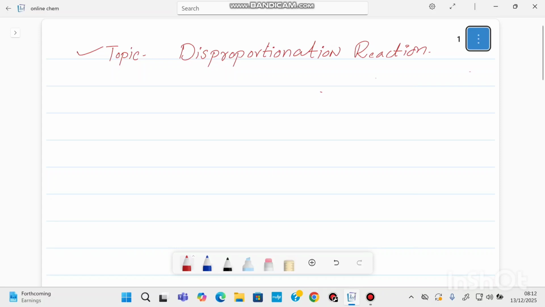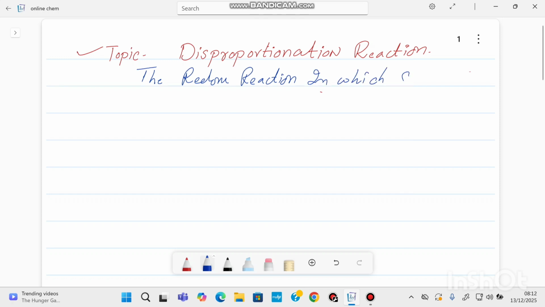Here in this reaction, let us define that it's a kind of redox chemical reaction in which the same element will be oxidized and the same element will get reduced. So now you will write a chemical reaction in which one element will get oxidized and the same element will get reduced. This is the kind which is called a disproportionation reaction.